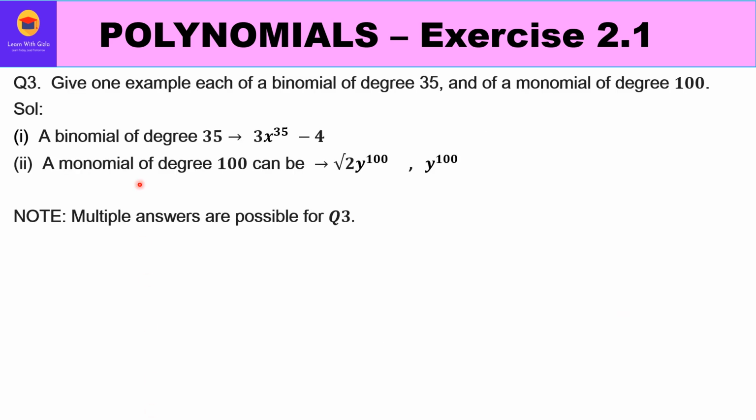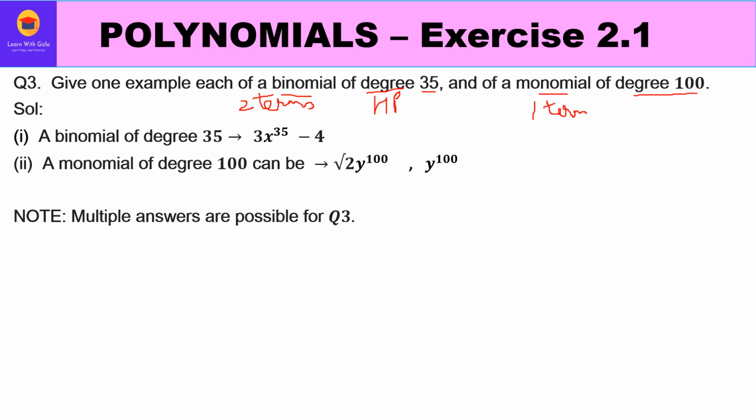Now moving on to the third question, we have: give one example each of a binomial of degree 35 and of a monomial of degree 100. Over here, binomial means that we should have two terms, right? And degree means the highest power of the variable in the polynomial. That should be 35. Monomial means one term, and the highest power should be 100 over here.